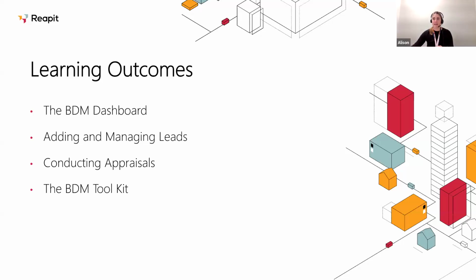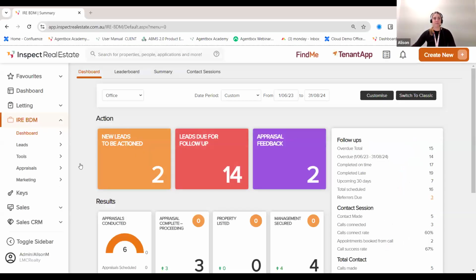And here we are in BDM. So the very first thing we're doing is we're sitting in IRE BDM and we are sitting on the dashboard. Now, the dashboard is your interactive tool. This should be a real high-level view of your to-do list. So if I'm coming in the morning, first of all, I might want this dashboard filtered to myself. I might be working as Sally Smith and I might be looking at a particular date period.